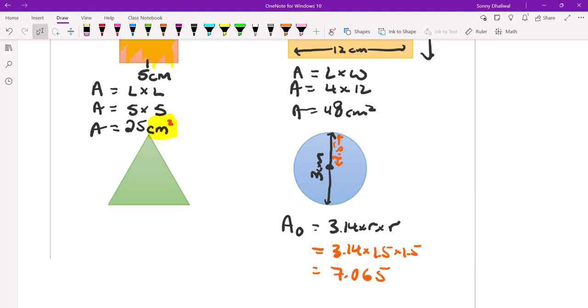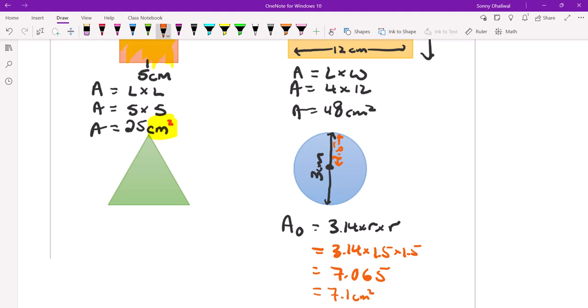Okay? So now, Casho calculated 7.065. If I say, give me the answer to 1 decimal place, what would this be rounded to? 7.1. So 1 decimal place is here. Remember, we look at the number after. 5 or bigger tells us to round up. So let's say this is 7.1 centimeters squared.